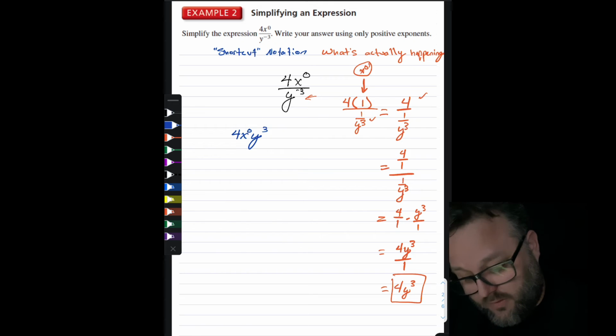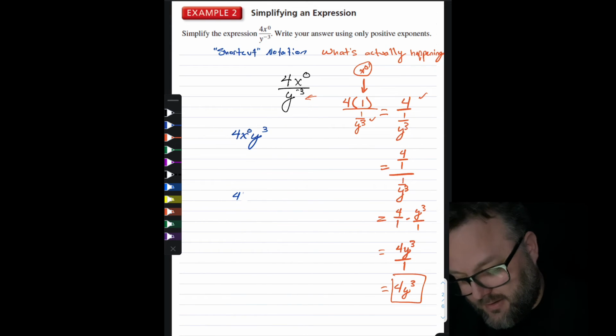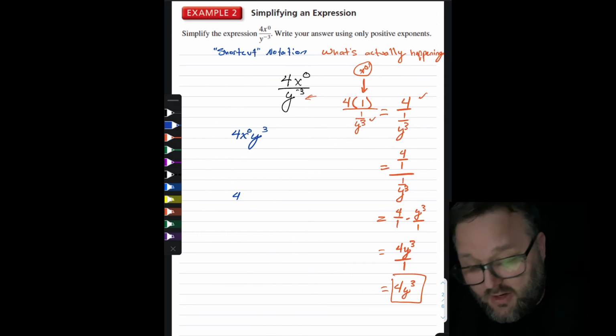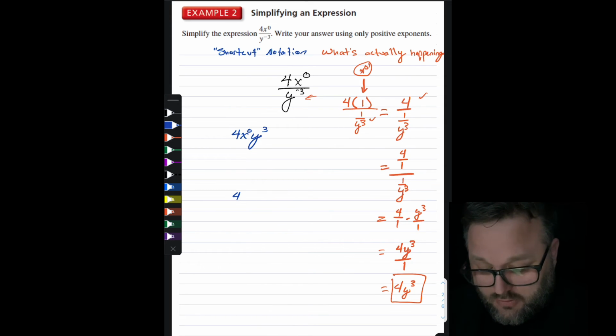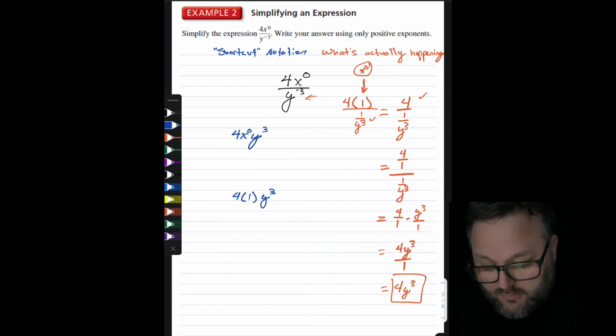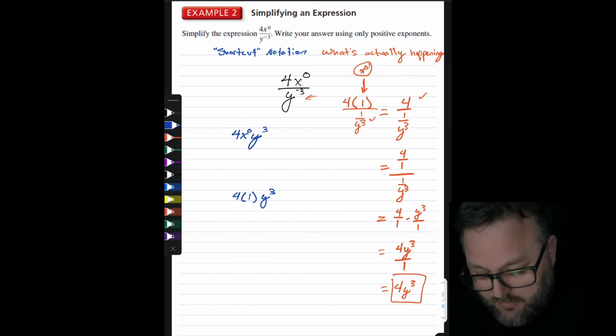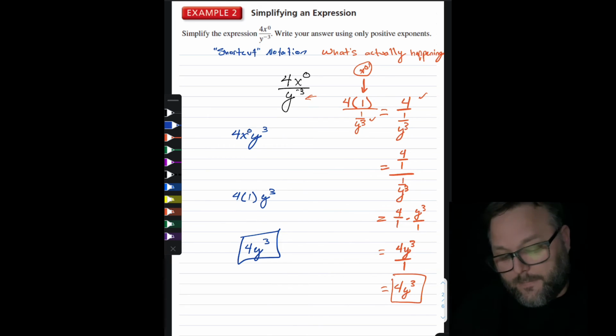And then I would have worried about that x to the 0. I would have done it in my head: x to the 0 goes to 1. So in my head, I actually wouldn't have even written all this. I would have just done it. I would have said 4 times 1. X to the 0 is 1. 1 times 4 is 4, and I would have just kept it. But then I have 4 times 1 is 4 times y cubed, and I'm done.